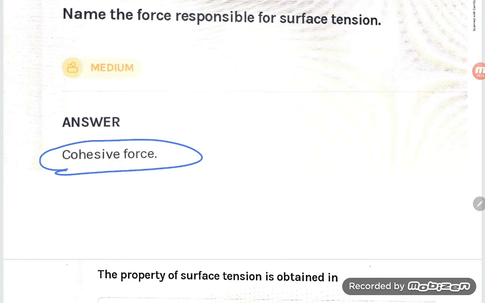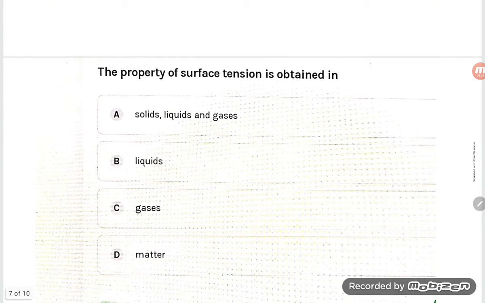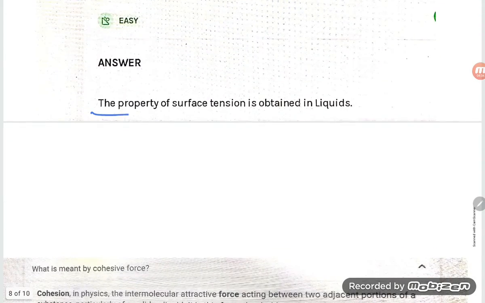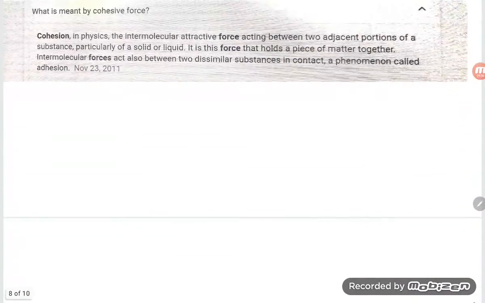Name the force responsible for surface tension. That is cohesive force. The property of surface tension is shown by liquids.